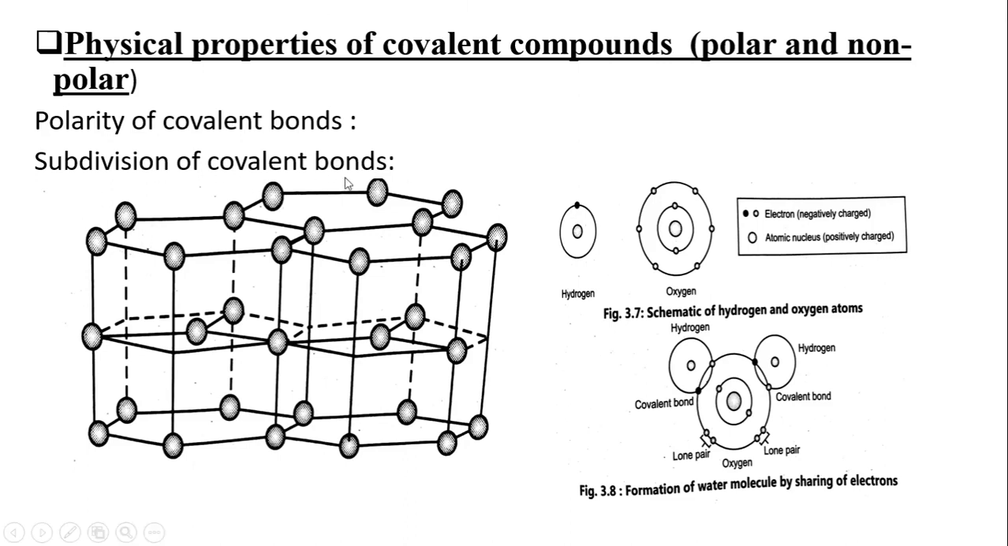Second is subdivision of covalent bonds. There are 3 types of covalent substance: individual molecules, molecular structure and macromolecular structure. Individual molecules have strong bonds that hold the atoms together, but there are negligible forces of attraction between molecules. Such covalent substances are gases, for example HCl, SO2, CO2 and CH4. In molecular structure, there are weak forces of attraction between molecules.